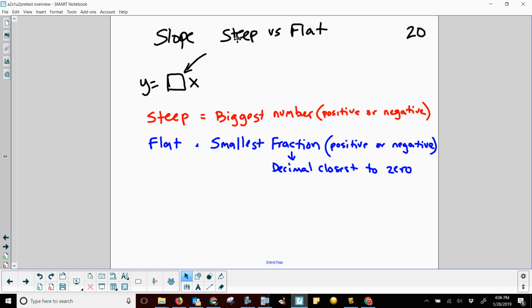So let's start here. Slope, steep versus flat. Your slope is the number sitting right in front of your variable. Usually your variable's x, not always, but usually. If that number is a big number, it doesn't matter if it's positive or negative, you're going to have a really steep slope. If it's closer to 1, it's maybe not as steep. And to get flatter, the smallest fraction, or if you want to change the fractions to decimals, your smallest decimal, will get it almost as flat as you can, because 0 is flat. So the closest we can get to 0, the flatter it becomes.